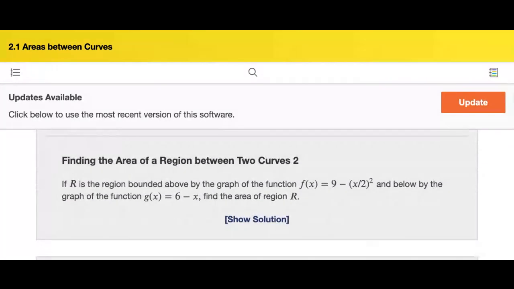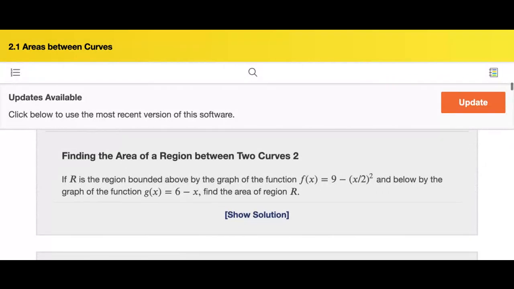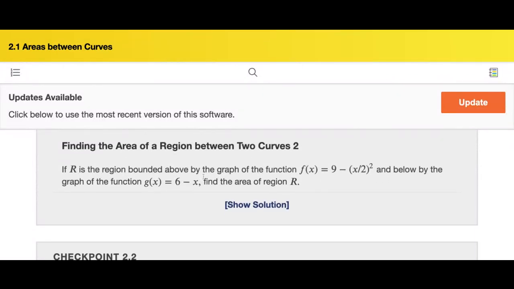Finding the area of the region between two curves. If R is the region bounded above by the graph of the function f of x equals 9 minus (x over 2) squared. Well, a quadratic function, right? A downward parabola, because the leading coefficient is negative, a negative quarter, so we get a downward parabola. Below by the graph of the function g of x equals 6 minus x, a straight line. Find the area of the region R.